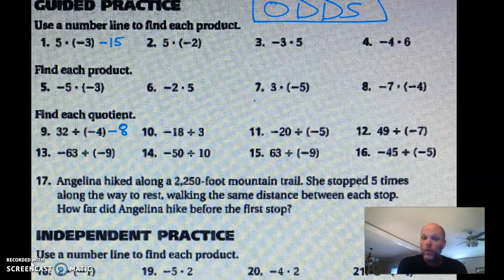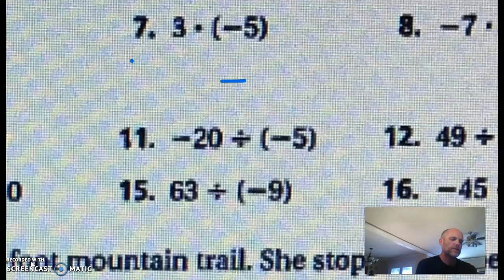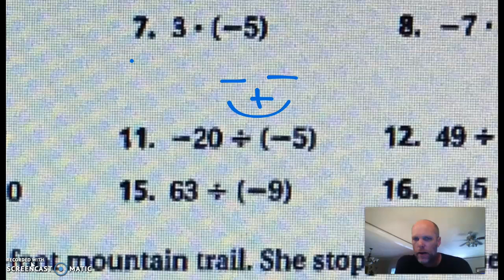Let's see here. Let's go to number 11. Number 11 is negative 20 divided by negative 5. Think about those faces. Negative times a negative. Eyes look the same. They're happy. Okay, so the answer is positive. So you just got to know 20 divided by 5, which is 4.